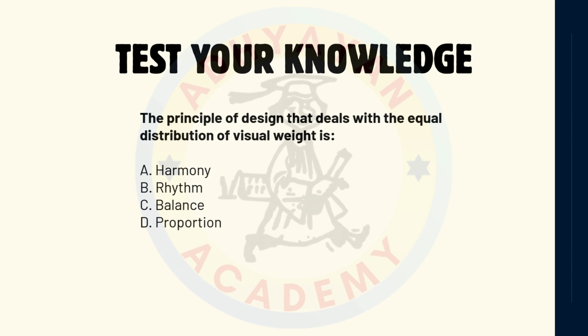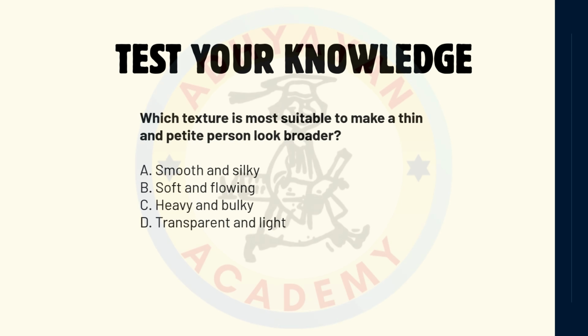The principle of design that deals with the equal distribution of visual weight is A. Harmony, B. Rhythm, C. Balance, D. Proportion. Which texture is most suitable to make a thin and petite person look broader? A. Smooth and silky. B. Soft and flowing. C. Heavy and bulky. D. Transparent and light.